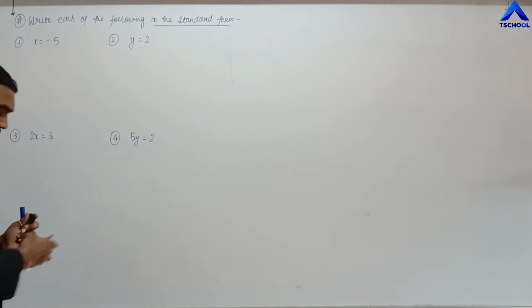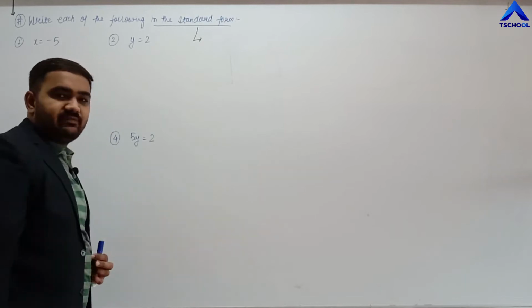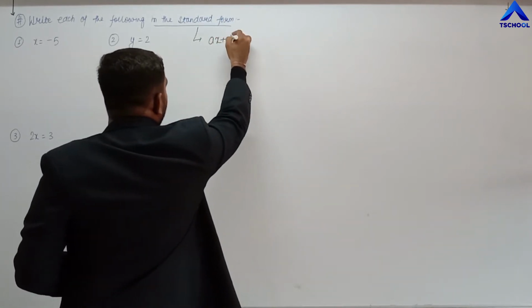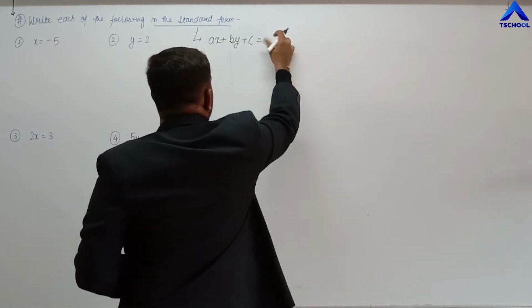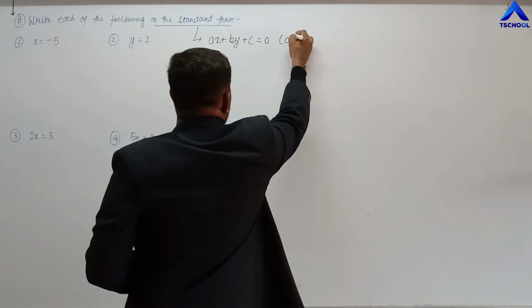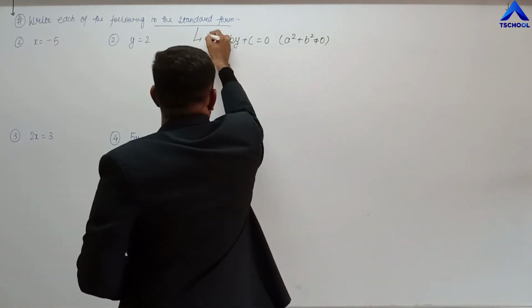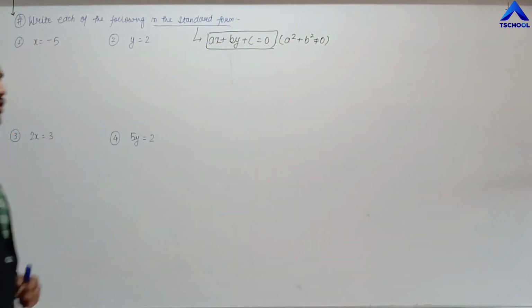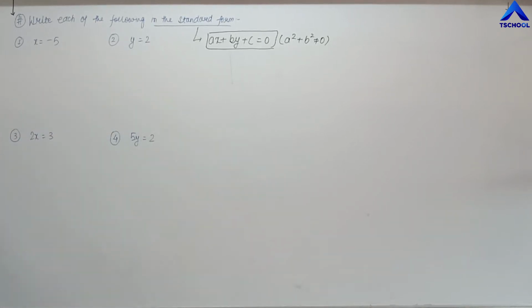So first of all friends, you must know what a standard form of a linear equation in two variables is. So the standard form is ax plus by plus c is equal to 0. The condition being a square plus b square is not equal to 0. So this is our standard form of a linear equation in two variables. Now friends, we need to write down these 4 examples given to us in the standard form.